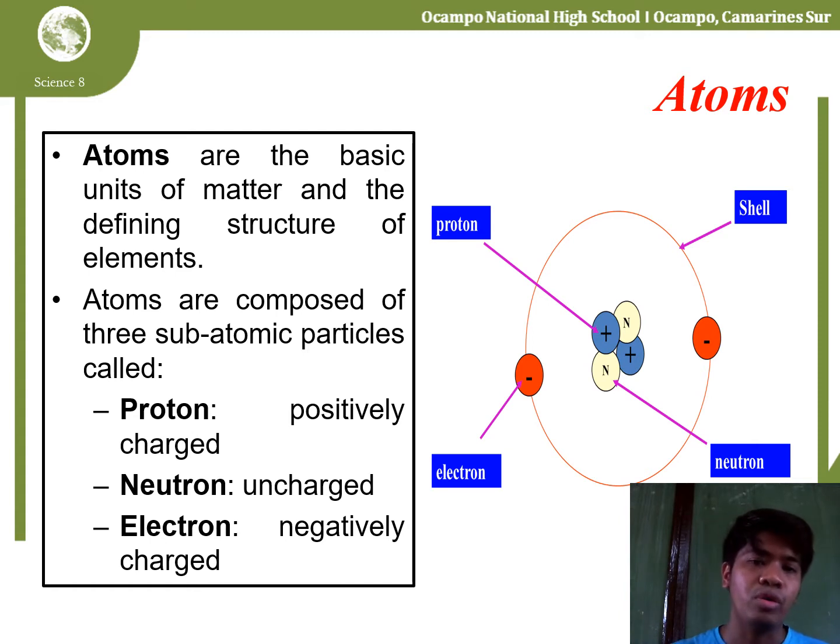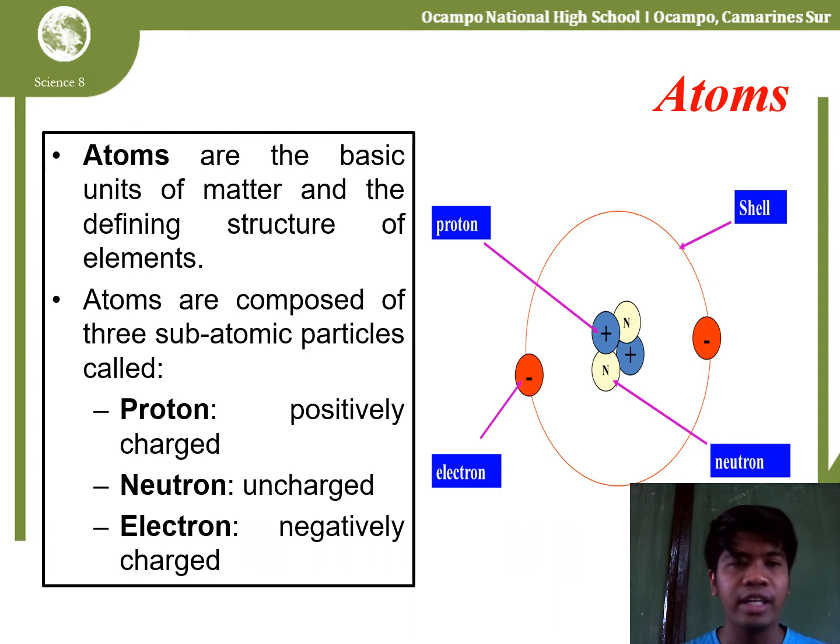Okay? So, mapapansin natin, sa loob pala ng isang atom, at its center, we can find the nucleus. It is composed of the proton and the neutron. At sa paligid ng nucleus, we can find the negatively charged particles called the electrons. Okay? Yan. So again, when we say atom, these are the basic unit of matter. It is the defining structure of every element.